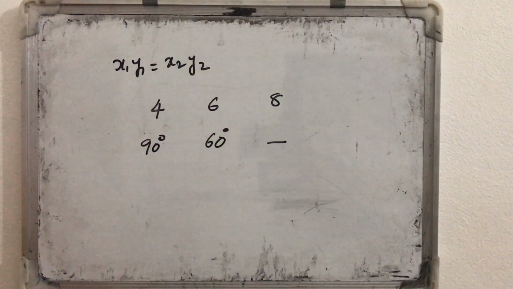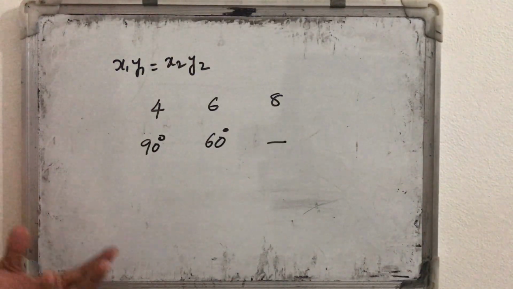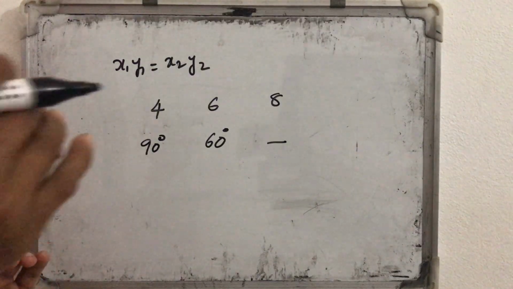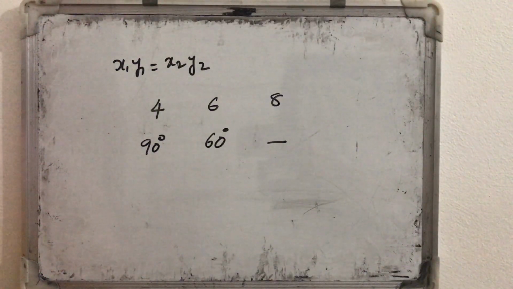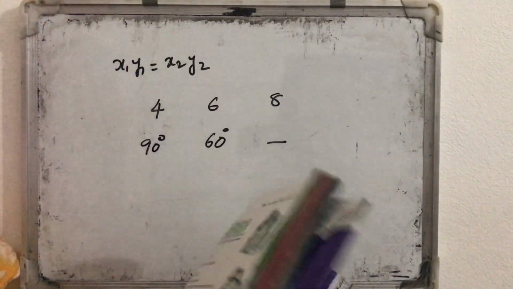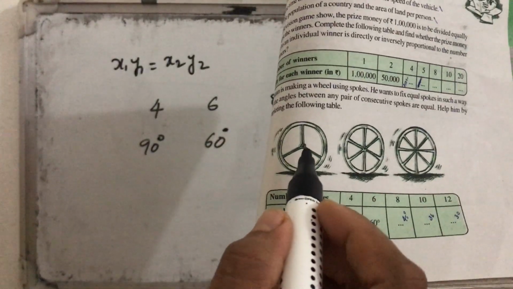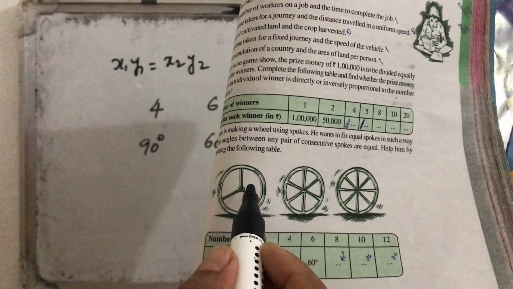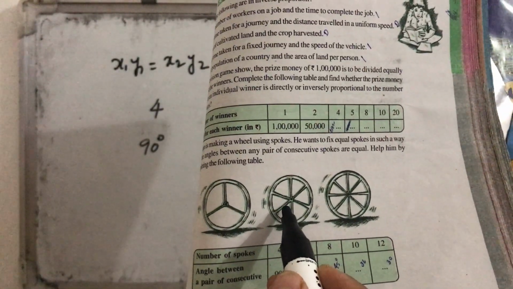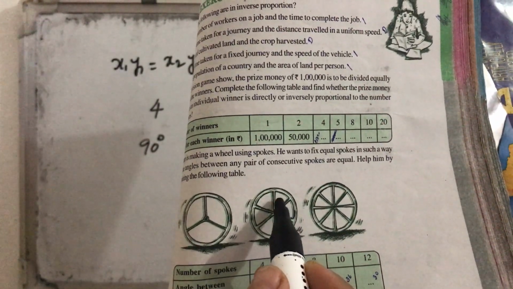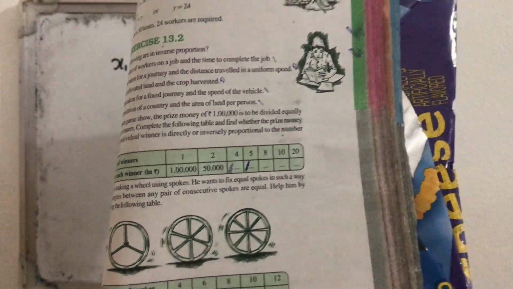And we want to think: if the number of spokes increases, what will happen to the measure of the angles? Will it increase or decrease? You can find that out from the figure itself. If there are only 3 spokes, the angle will be greater than this. Here, how many spokes are there? 1, 2, 3, 4, 5, 6. Then the angles will be less.